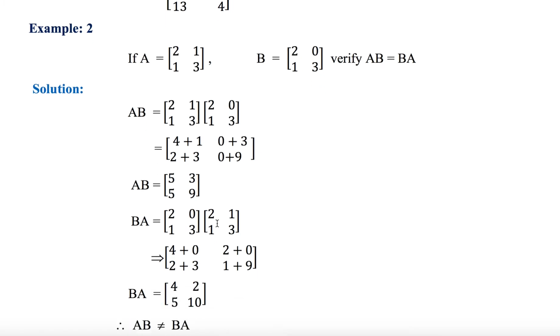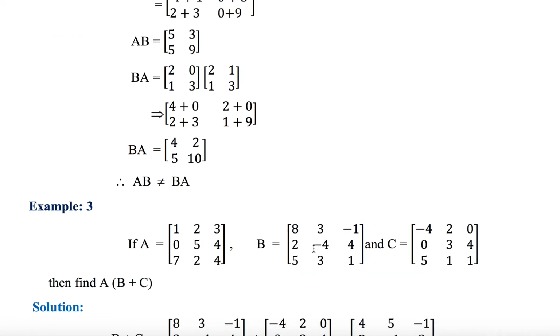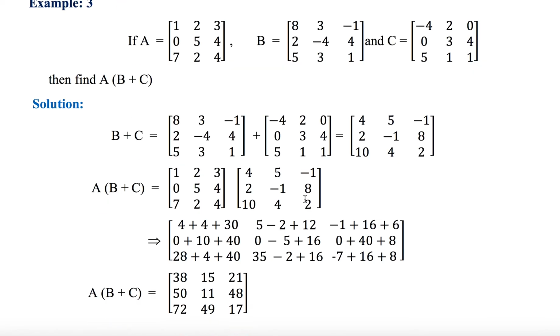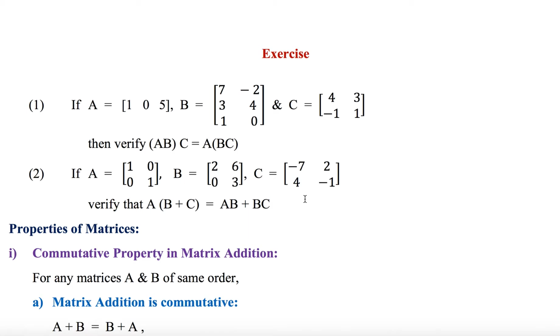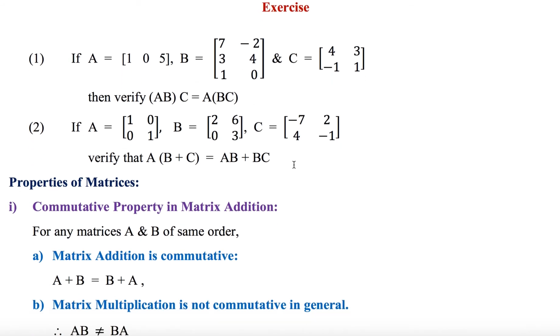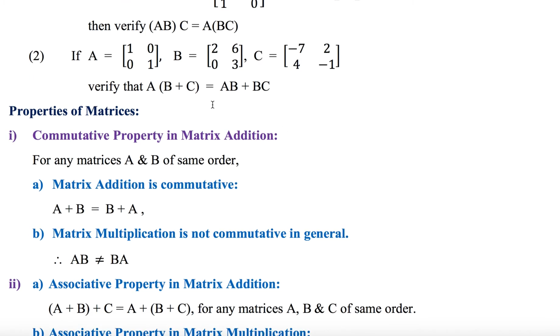Verify AB equal to BA. First you perform AB and also perform BA. If they are equal, then you can state AB equal to BA, but they are not equal here, right? So AB is not equal to BA. So A into (B plus C) equals AB plus AC. A is this, B is this, C is this. Verify (AB) into C equal to A into (BC). That you can do as an exercise. Not very difficult. This also you can verify by doing the LHS and RHS sides individually.